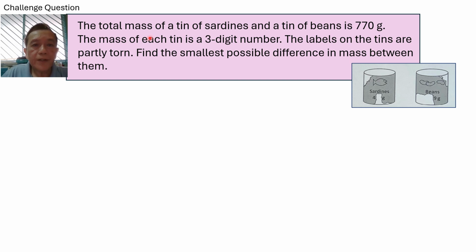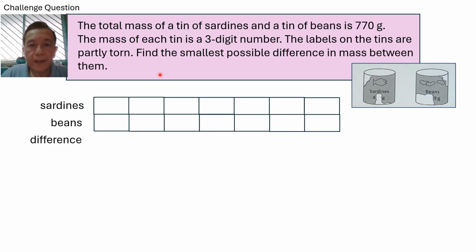The total mass of a tin of sardines and a tin of beans is 770 grams. The mass of each tin is a 3-digit number. The labels on the tins are partly torn. Find the smallest possible difference in mass between them. Let's make a table.